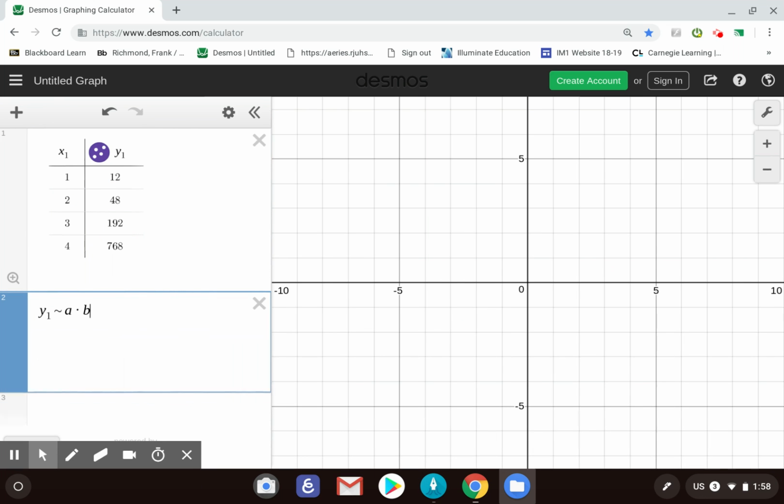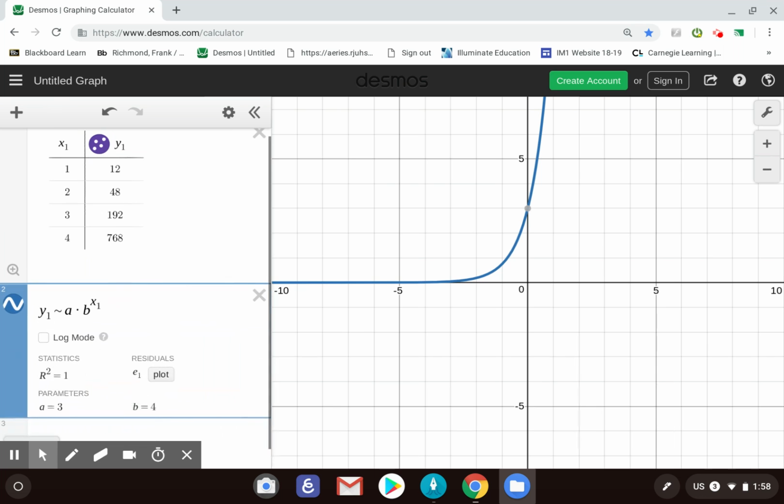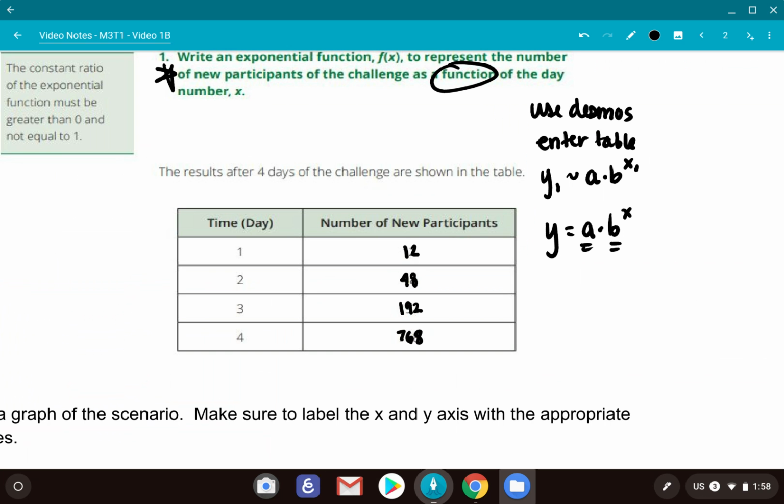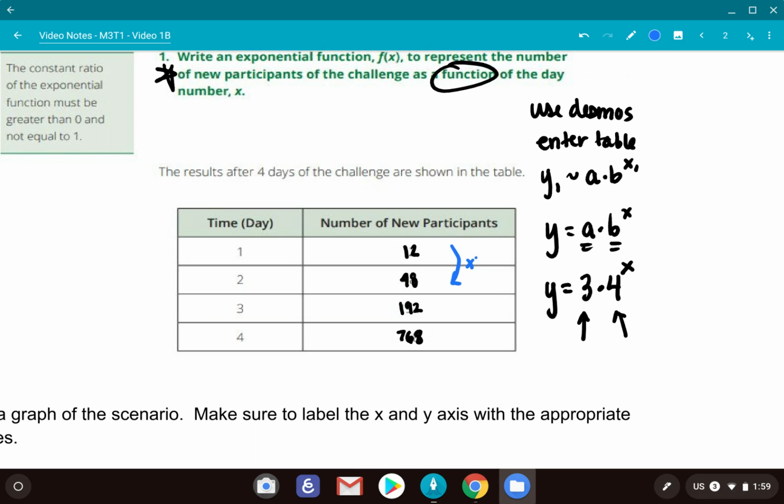And I can see that my y-intercept is 3. That's what I'm starting with. And my constant ratio is going to be 4, multiplying by 4 each time. So I'd have y is equal to 3 times 4 to the x power. I'm just substituting in my y-intercept, my a value, and my constant ratio, which is 4. And you can see by looking at your table that we are multiplying by 4.